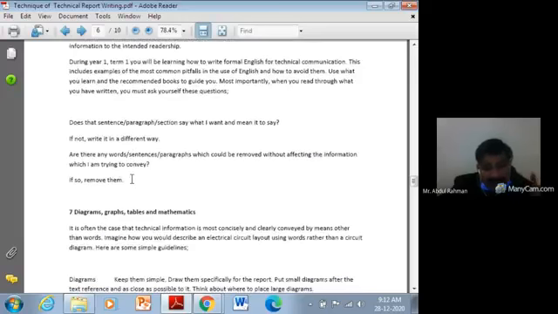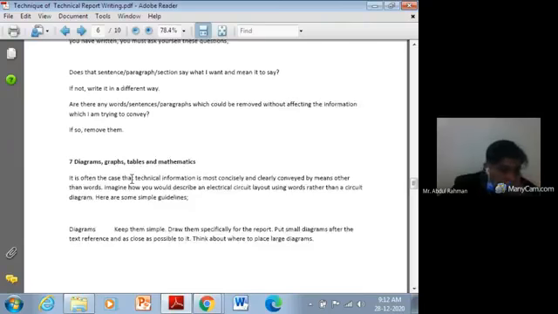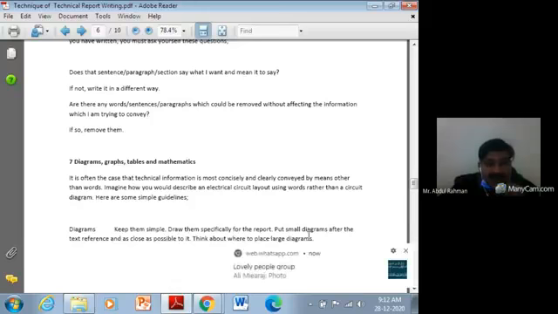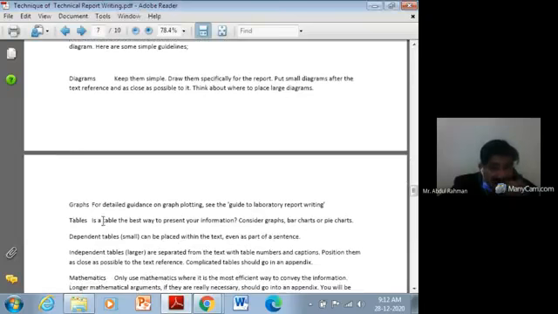Then the things that you have to consider are the diagrams, graphs, tables, and mathematics that you have added in your report. For example, if you have added diagrams, keep them simple and draw them specifically for the report. If you have added graphs, for details and guidance on graph plotting, see the guide to laboratory report writing. Then for tables, is a table the best way to present your information? Consider graphs, bar charts, or pie charts.